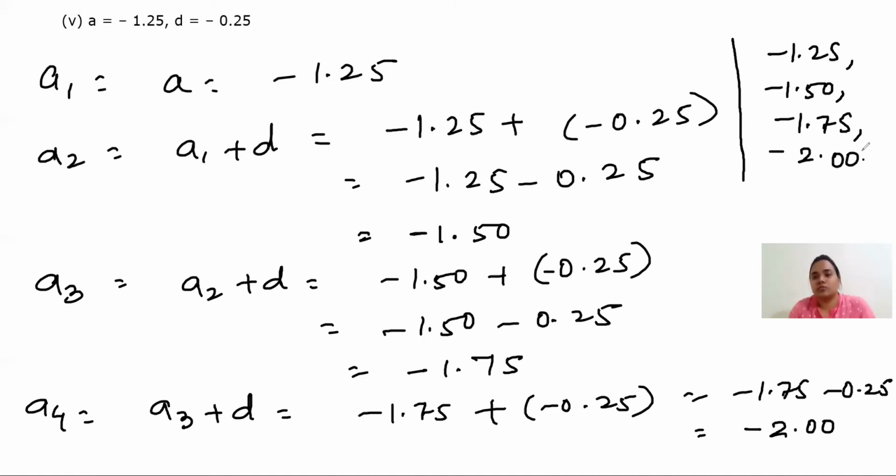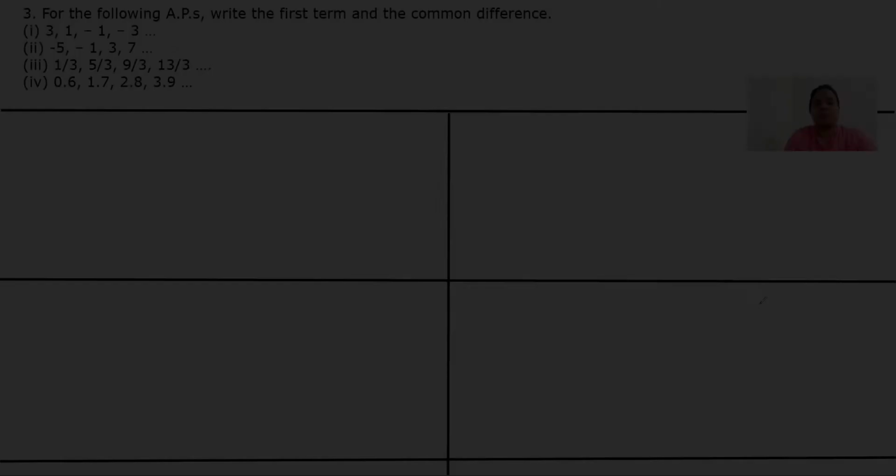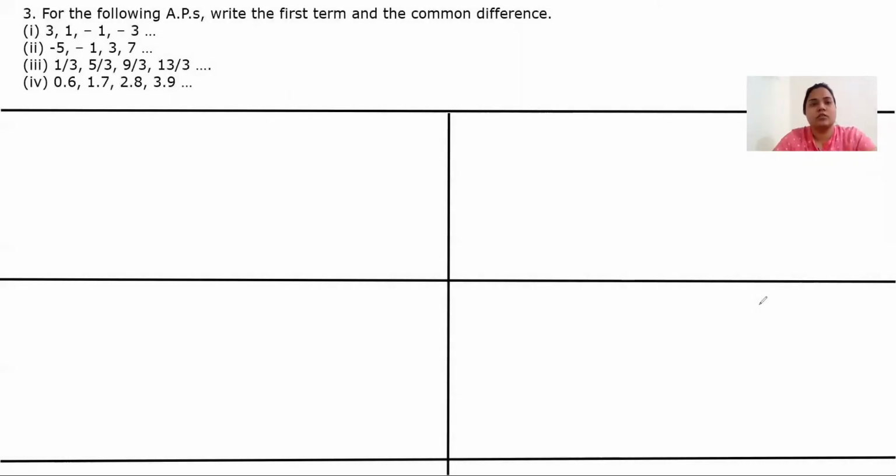So we're done with two questions. In the first one we found whether the numbers are in AP or not. In the second one we found four terms. Let's move to the third question. For the following APs, write the first term and the common difference. So the first one is 3, 1, minus 1 and minus 3.